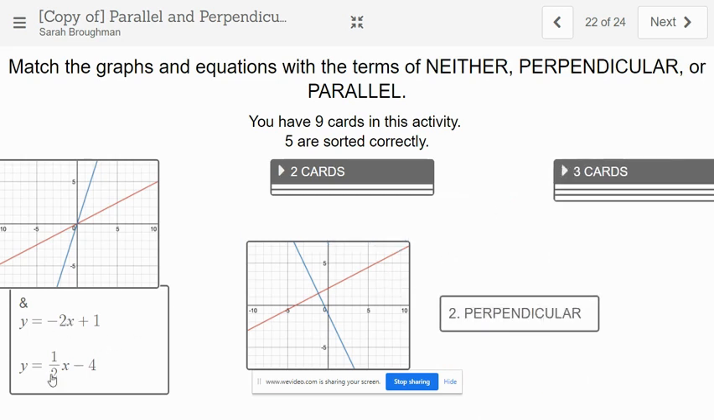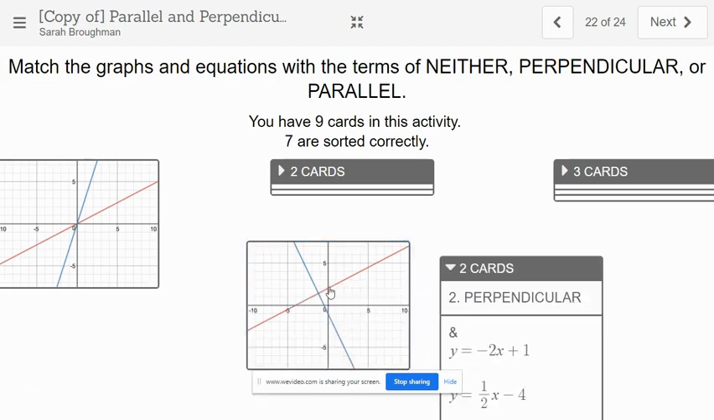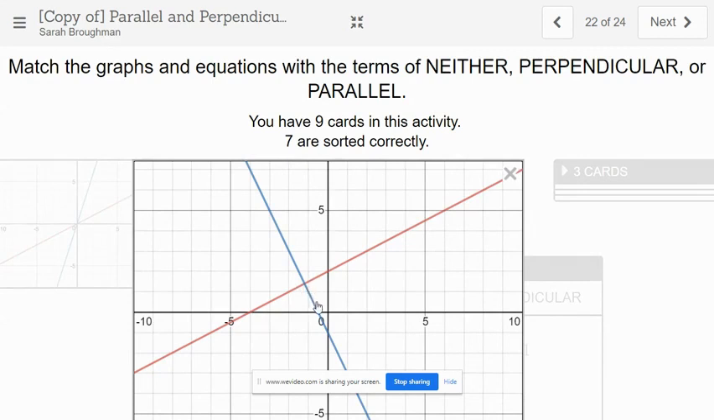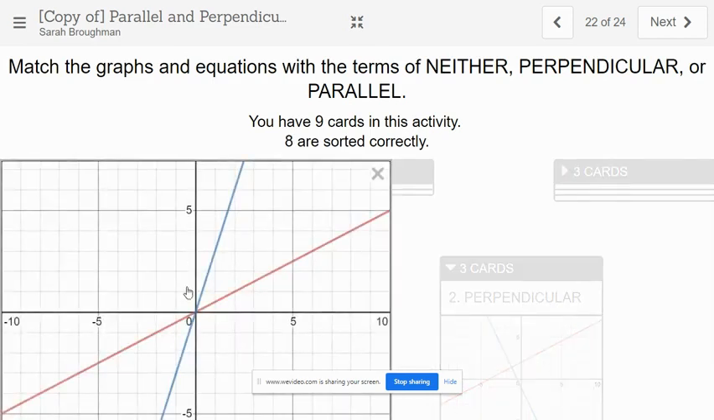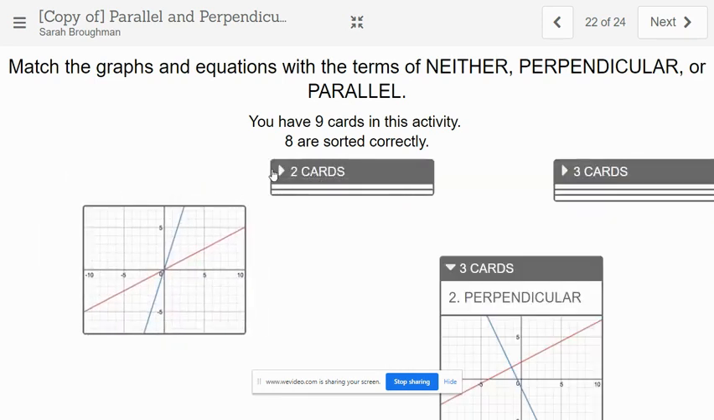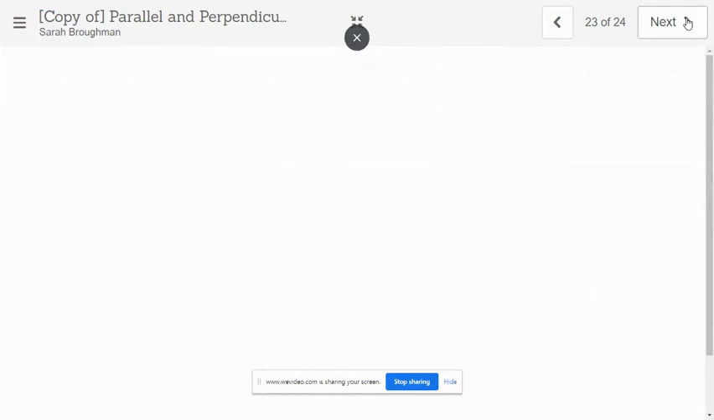This one's going to be perpendicular. It's negative and positive, and I have flipped the fraction. And then here, if I look at the slope for this one, the blue line, I'm going down 2, right 1. So that's -2. And the red line, I'm going up 1, and right 2. So that'd be positive 1/2. This one's perpendicular. And this one, when I look at it, the blue line's going up 3 over 1, and the red line's also positive. So I haven't changed the sign. So no, that one's going to be neither. And it tells me that I sorted them correctly.